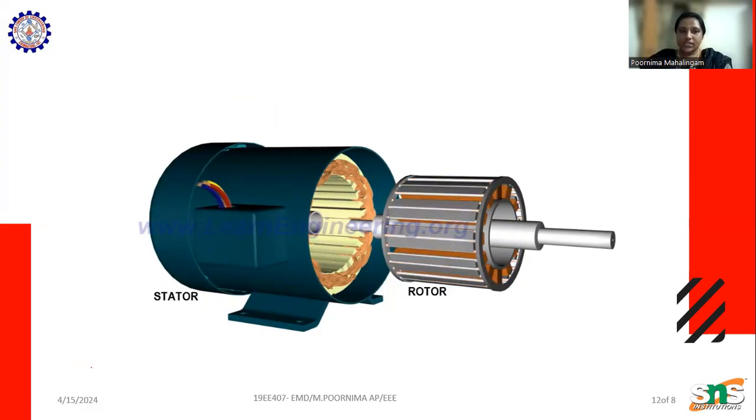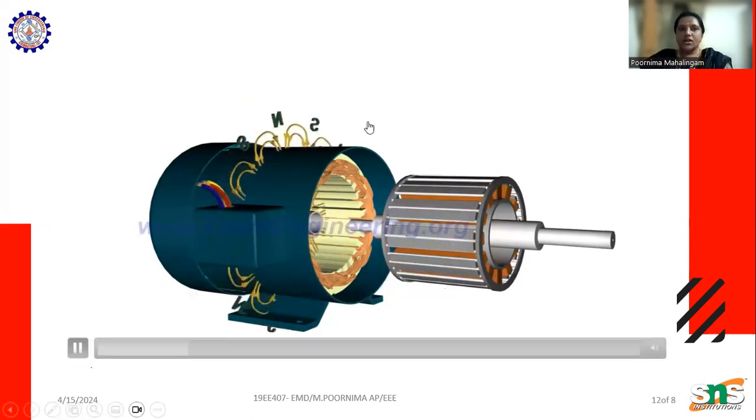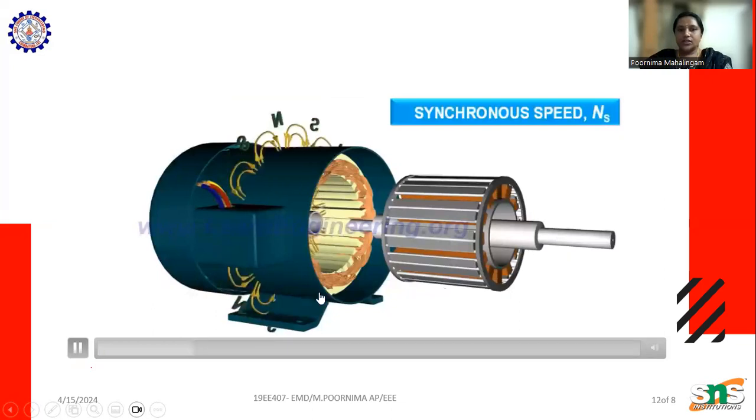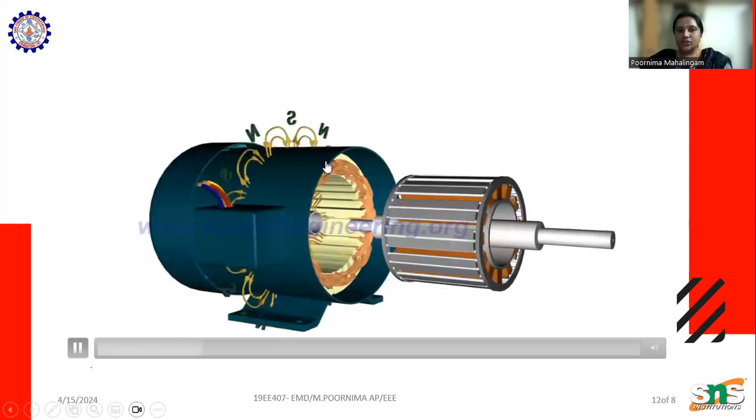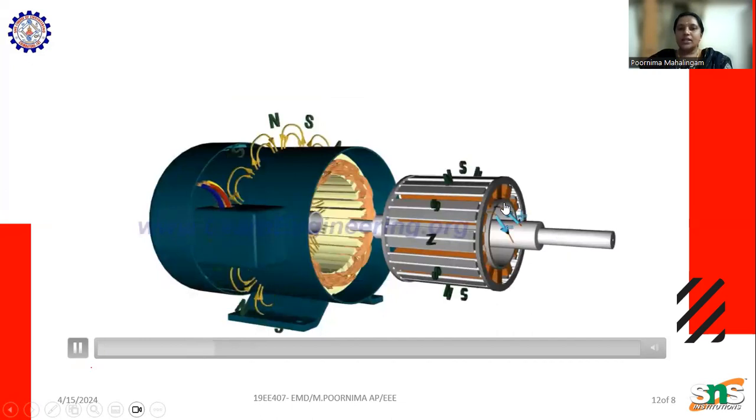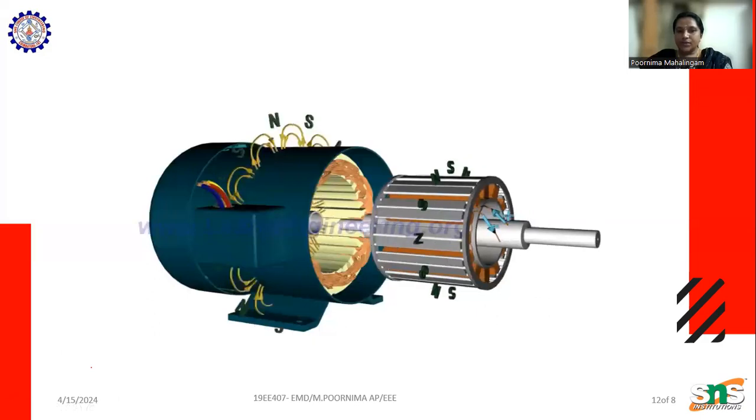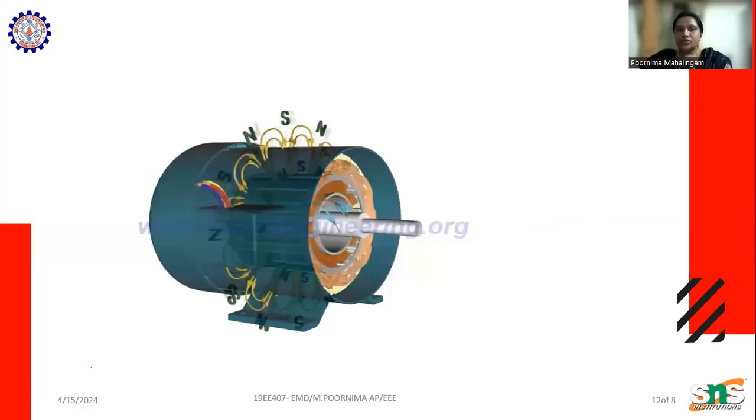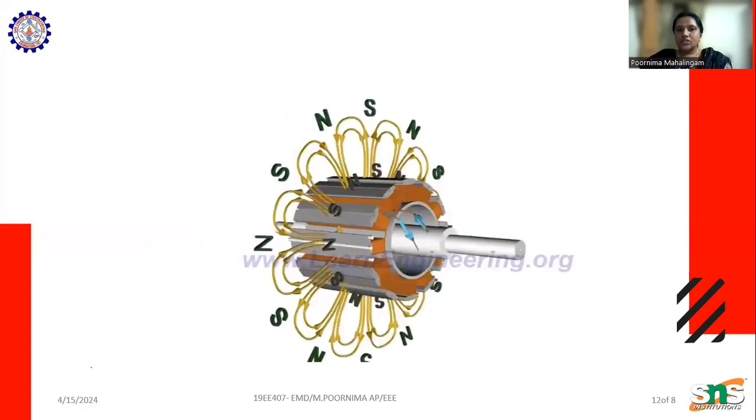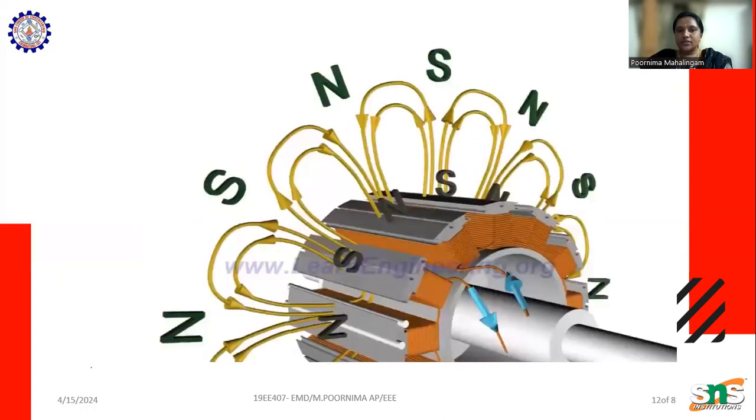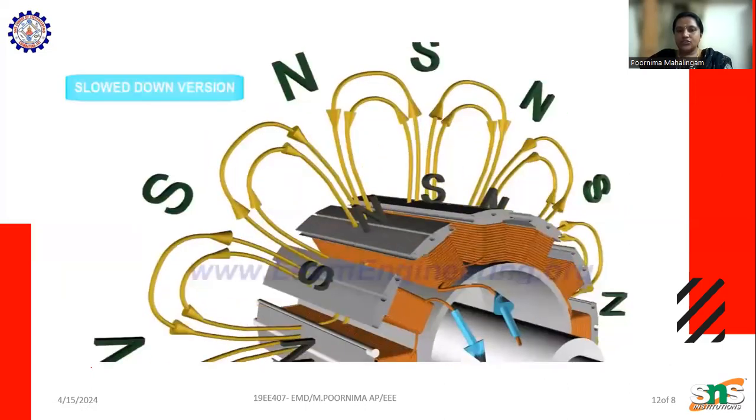So, we have a three-phase AC supply. We can see three-phase, so the stator rotates at synchronous speed. The rotor is excited by a DC power supply, so it acts like a permanent magnet. The stator is also made like a permanent magnet. So the motor is synchronizing: the stator field is synchronized with the rotor speed.